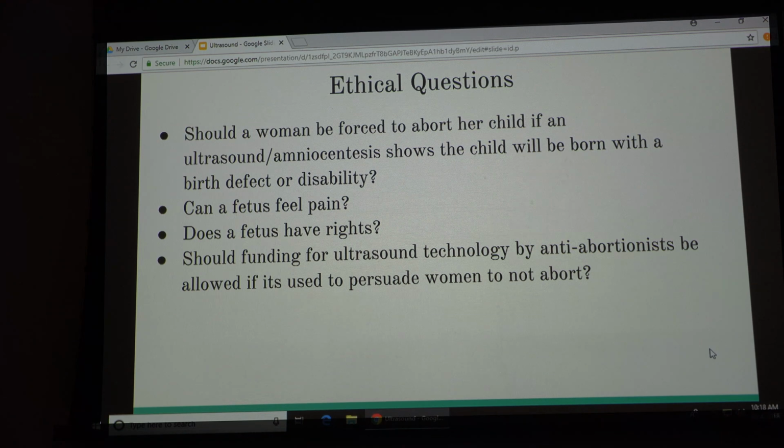Also, there have been a lot of cases where anti-abortionists are willing to fund ultrasound technology, because many women, when they've seen the ultrasound, have changed their mind about having an abortion. So would it be ethical to allow funding for ultrasound technology by anti-abortionists if it's used to persuade women not to have abortions?